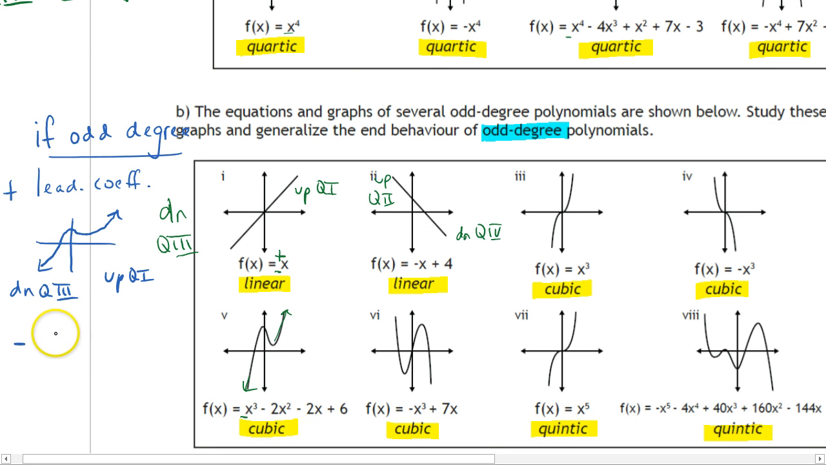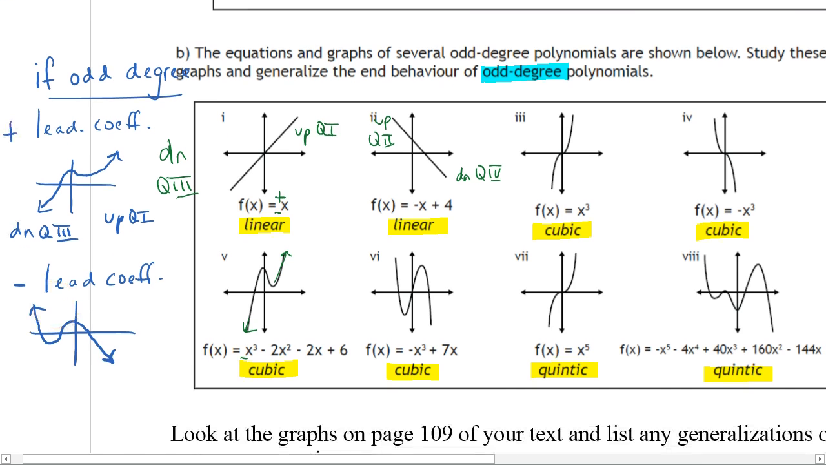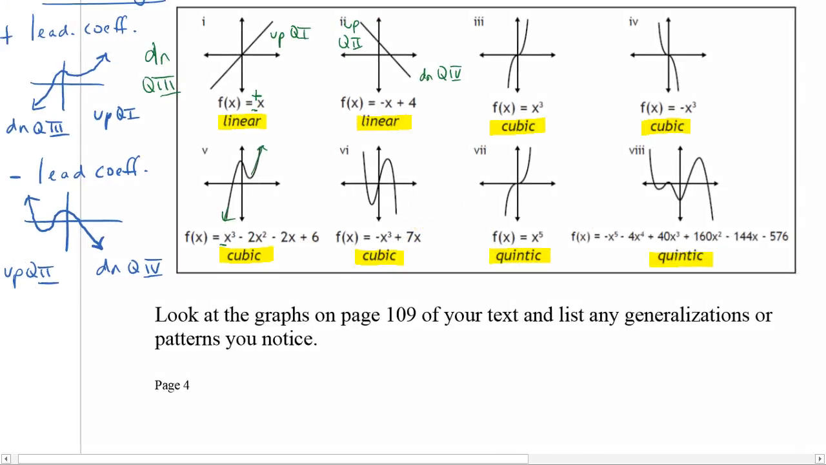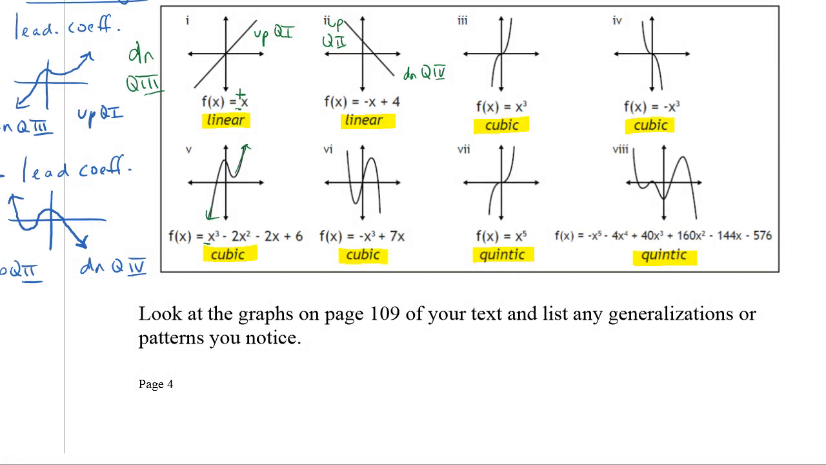If it has a negative leading coefficient, sort of the opposite version of this, I'll make a sort of complicated version of it again. Regardless of what happens in the middle, we know the end behavior. It's going to be going down in quadrant number 4 and up in quadrant number 2. Okay, so hopefully that makes some sense. When you think about x getting very large, what happens to the function? On your own, you can take a look at the graphs on page 109 in your text and list any generalizations that you might notice.